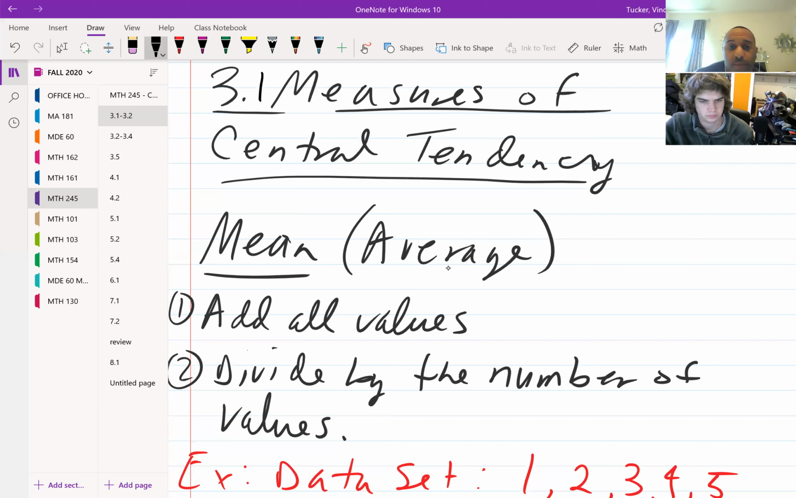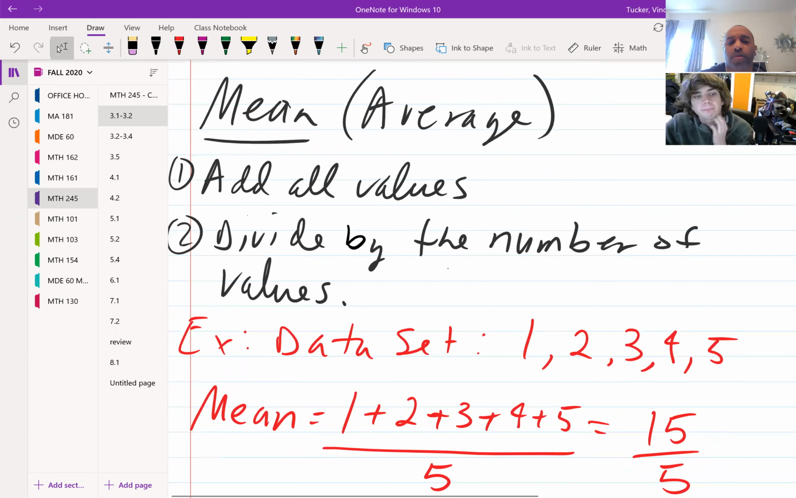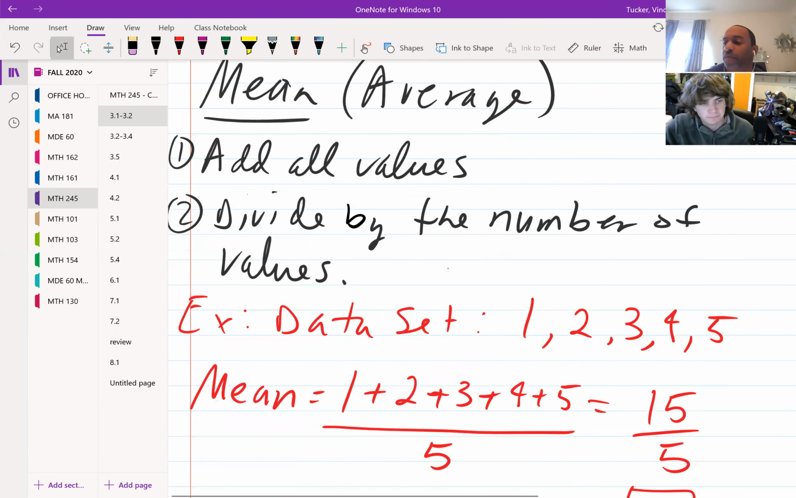So what you would do is add up all your data values and divide by the number of data values that you have. And once again, I already have these written out. So if I move too fast, let me know, because of course I can't see all of you.